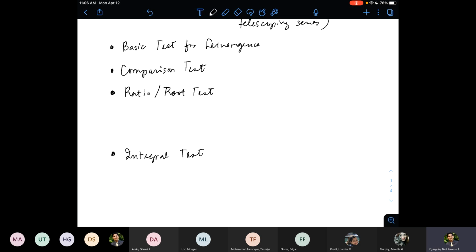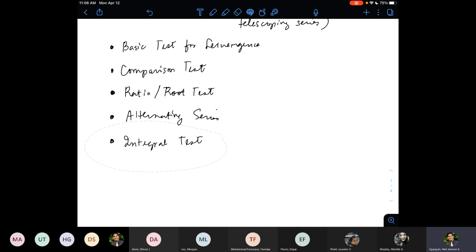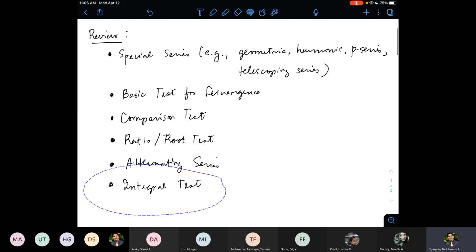And then if this will not hold, then I will have the alternating series test as my next option. So basically these are, this could be your strategy for testing for convergence or not, okay?